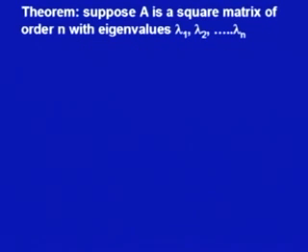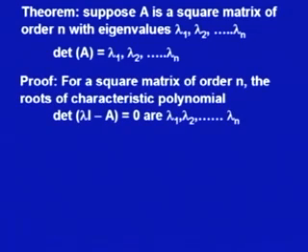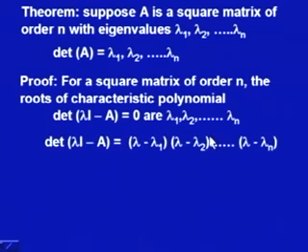Now we will establish some results related with eigenvalues and eigenvectors. Let us say A is a square matrix of order n with eigenvalues lambda 1, lambda 2, up to lambda n. Then the determinant of A is the product of the eigenvalues. To prove this, let us say A is a square matrix of order n. Then the roots of the characteristic equation, determinant of (lambda I minus A) is equal to 0, are lambda 1, lambda 2, up to lambda n, as given to us.